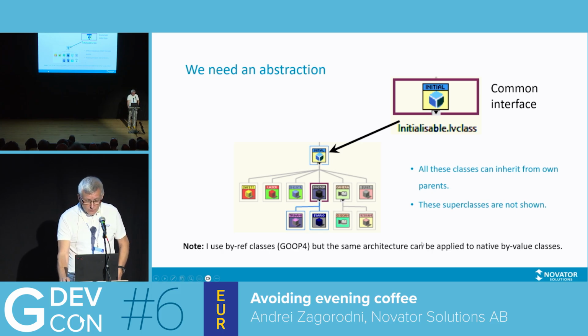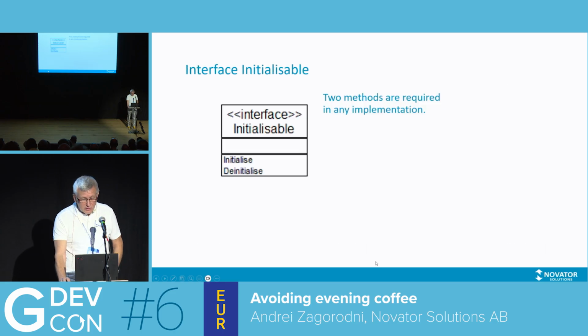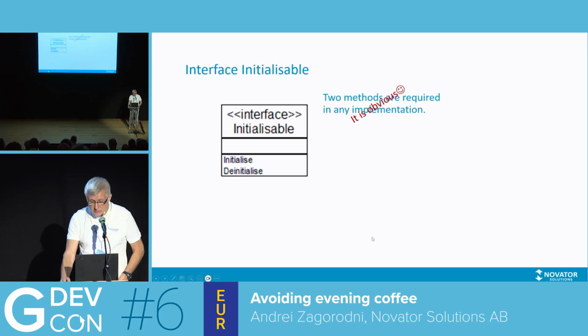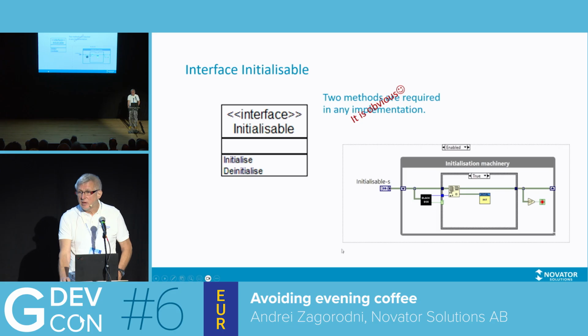So, what is the interface? Obviously, it must have two methods, initialize and deinitialize. It is obvious, but at the end of the lecture, the interface will not have these methods. And how is the initialization performed? We have a machinery. The machinery has a black box here, which decides which unit can be initialized next, takes it from, removes it from the feed array and initializes it.